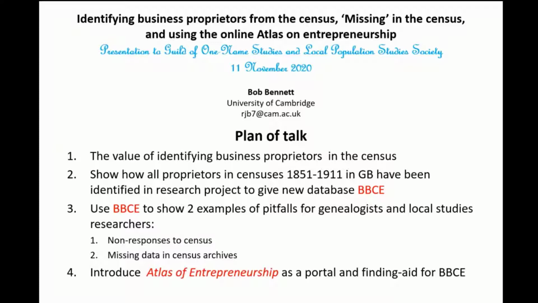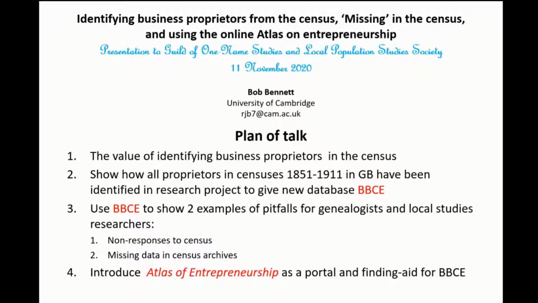Those 2 examples are non-response in the census, people who don't answer the question properly, and missing data that aren't any longer available. They don't survive in the census archives. So these are quite important issues for genealogists who try to track people in the past, and I hope will be of some interest to you all.